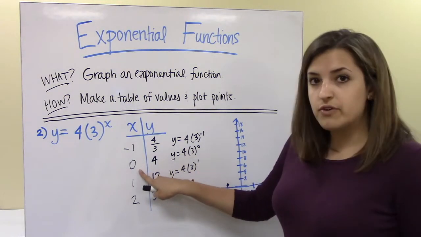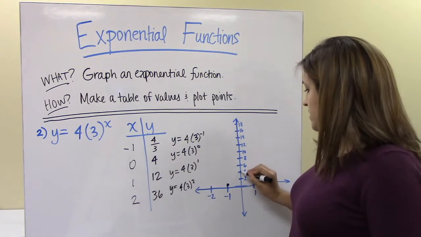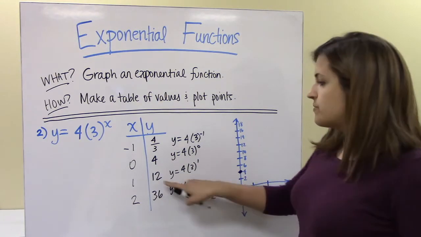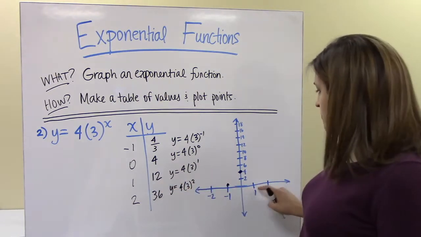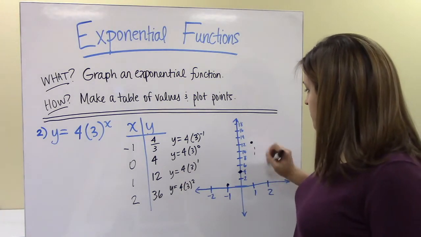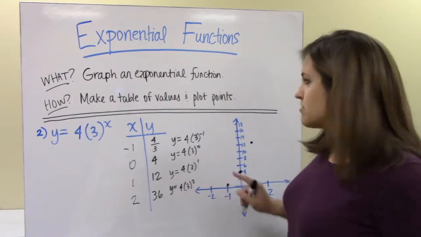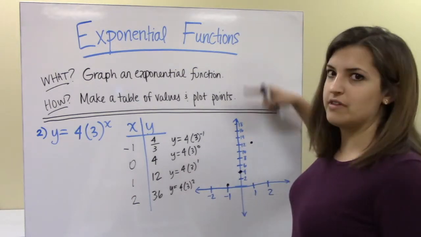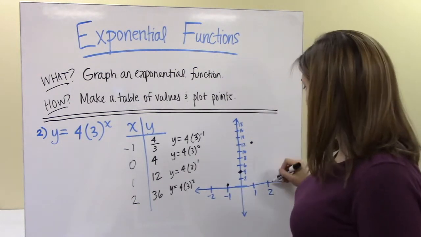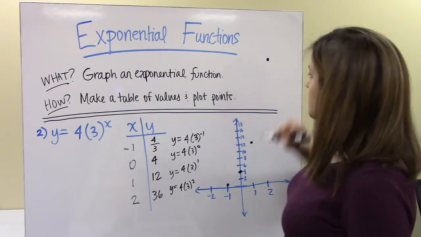All right, let's go to 0, 4. So we have 0 and up 4. And then we have 1, 12. So 1 up to 12. And then we get to 2, 36. So 2, 36 is going to be like double the length of what I have right here. So I have 2 and then something way up here.